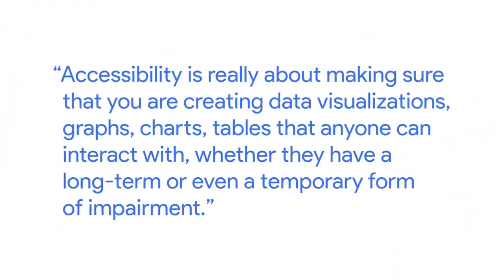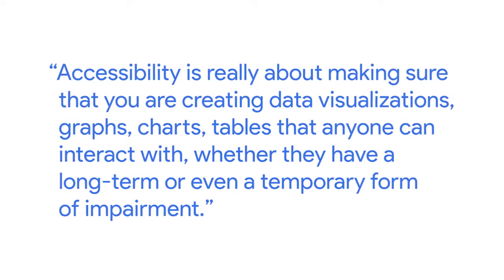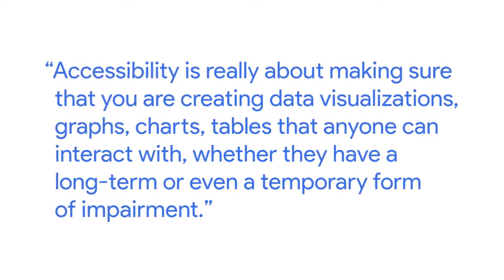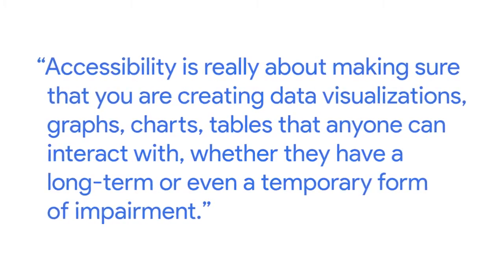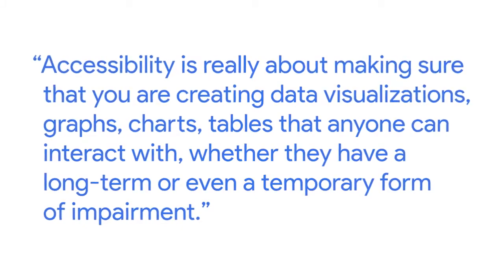Accessibility should be built into everything we do. Accessibility is really about making sure that you are creating data visualization, graphs, charts, tables that anyone can interact with, whether they have a long-term or even just a temporary form of impairment. It could be auditory, it could be visual, it could be sensory in some way. Typically the ones we talk about in data visualization have to deal with color and contrast, or maybe they can't see. So there's a number of things you can do in your visualizations as you're getting ready to show people and bringing it out into the world to make it easier for them to understand your graph, to understand the points you're trying to make, and just to make your stuff more inclusive.